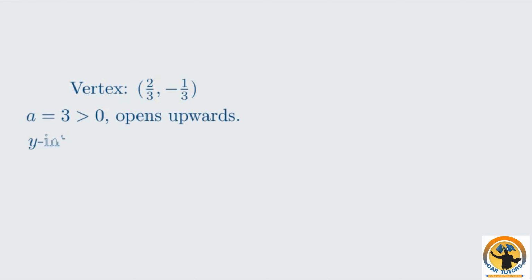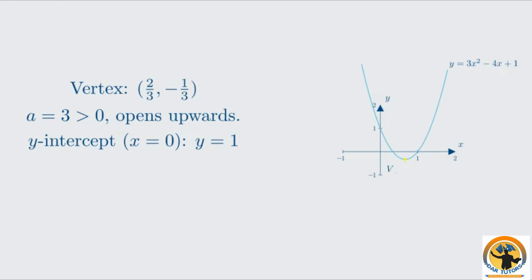The vertex is at 2/3, negative 1/3. Since a is 3, which is positive, the parabola opens upwards. The y-intercept is 1. We have successfully completed the square with a coefficient a not equal to 1, a key skill for more complex problems.